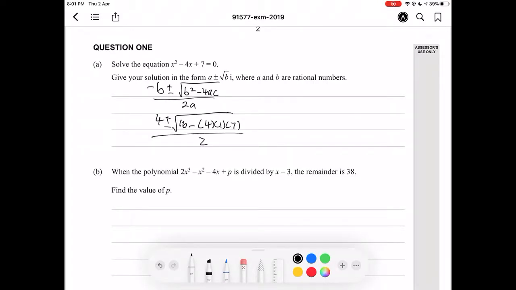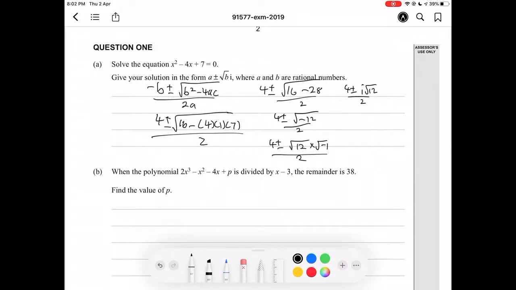Now simplifying this, we can say 4 plus or minus square root of 16 minus 28, over 2. 16 minus 28 is negative 12. So 4 plus or minus square root of negative 12 over 2. Now we need to split the square root up. So we're going to say 4 plus or minus square root of 12 times square root of negative 1, over 2. Square root of negative 1 is just i. So 4 plus or minus i root 12 over 2.